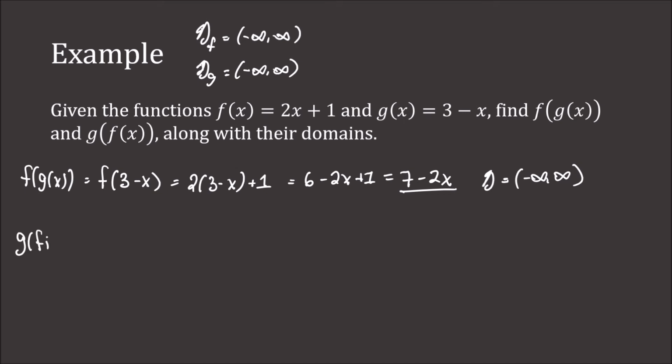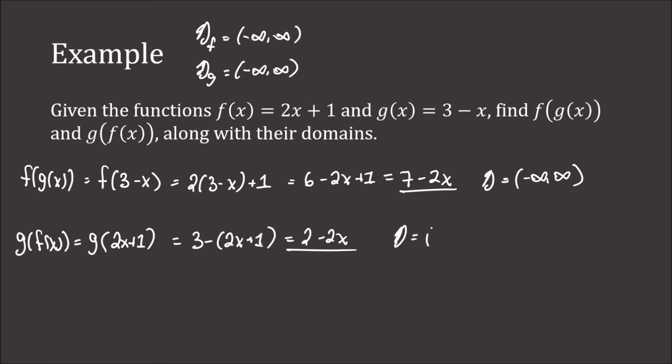Now for g of f. So this is g of 2x plus 1. So we get 3 minus the quantity 2x plus 1, and we wind up with 2 minus 2x. So that is the composition g of f. And once again, the domain is all real numbers that make 2x plus 1 a real number, which is all real numbers.